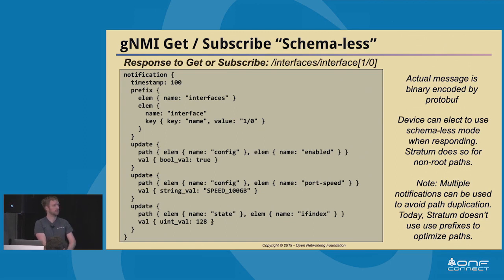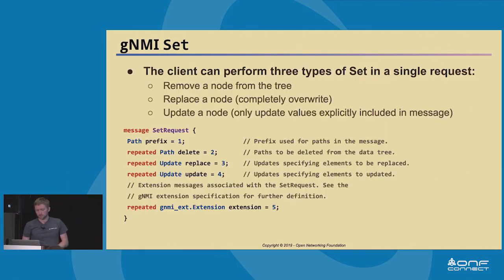So devices can elect to use schema-less mode when responding, and Stratum by default today does so for all non-root paths. And also if you want to get state information, it'll use this schema-less approach. This prefix optimization, being able to minimize the paths in repeated updates, is not something that Stratum does today, but is something that could be implemented as well. We could optimize a response so that we pull out the longest common path into a prefix and do this to minimize the data that we send.